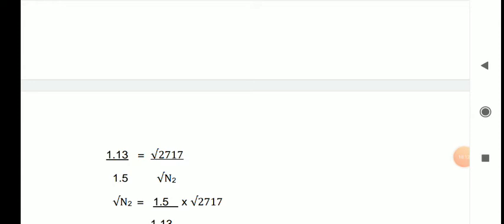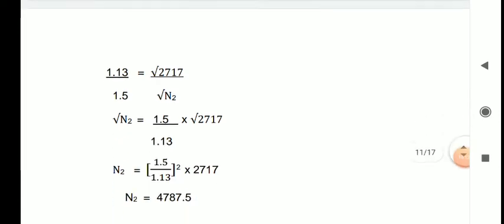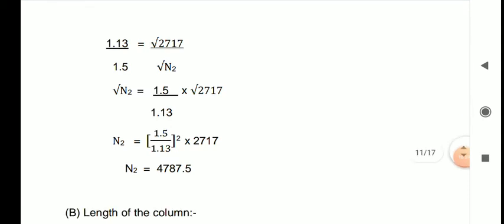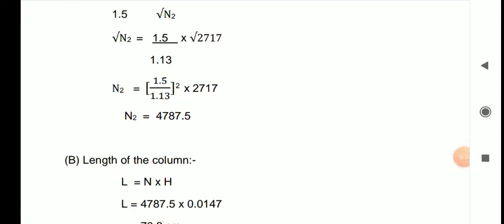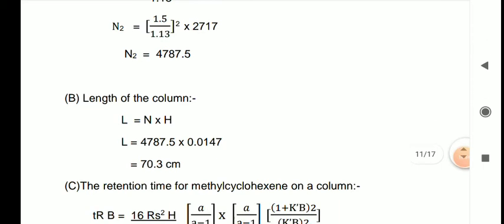So n1 is 2717, n2 we have to calculate, and when you substitute the values here, your n2 comes out to be 4787. So the plate number required to get a resolution of 1.5 is 4787. And what will be the length of the column? Just multiply by the h. 4787.5 multiplied by 0.0147, that is 70.3. So the column length required is 70.3 and not 40 now.